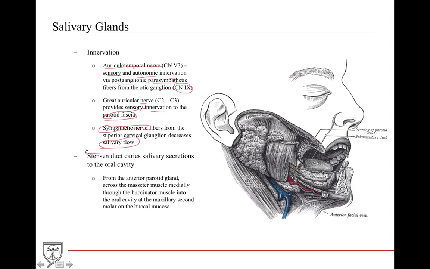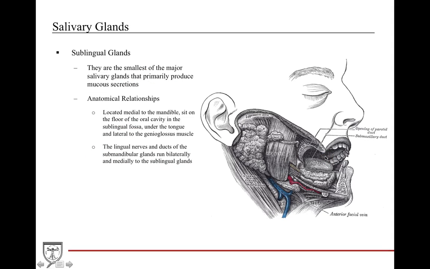Then the duct that connects the parotid gland to the oral cavity is called Stenson's duct. From the anterior parotid gland across the masseter muscle medially, it courses through the buccinator muscle into the oral cavity, and it's located right around the maxillary second molar on the buccal surface. That's where you're going to find it. So if you look across, this is the first molar, this would be the second molar, so you'd expect Stenson's duct to be right around there.